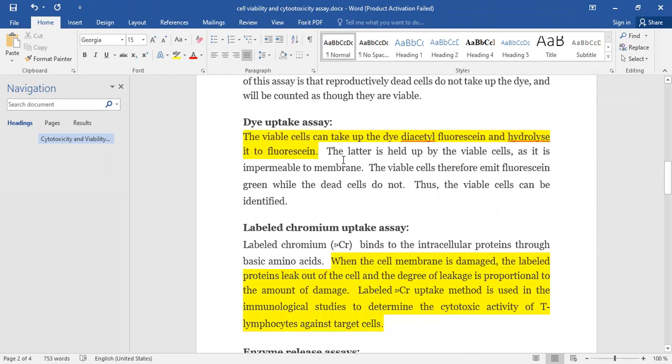Next are dye uptake assays. In this test, some specific dyes are added to the cells which allow only the viable cells to take them up, including diacetyl fluorescein and hydrolase. These dyes are only permeable to viable cells. The next is the labeled chromium assay.